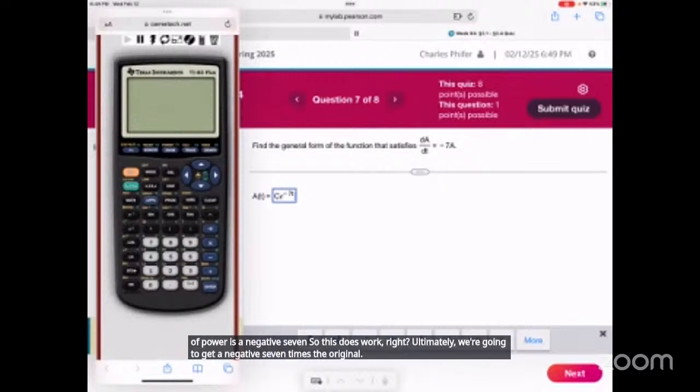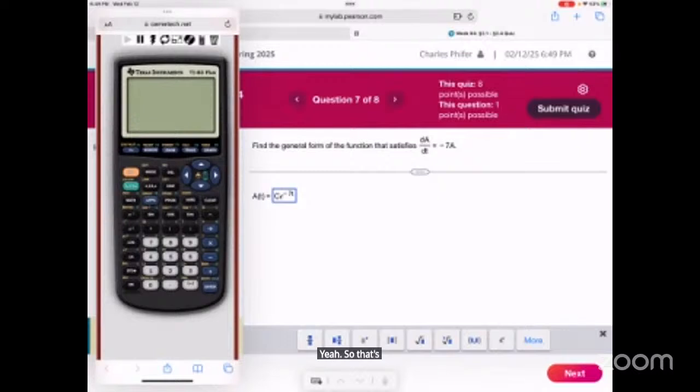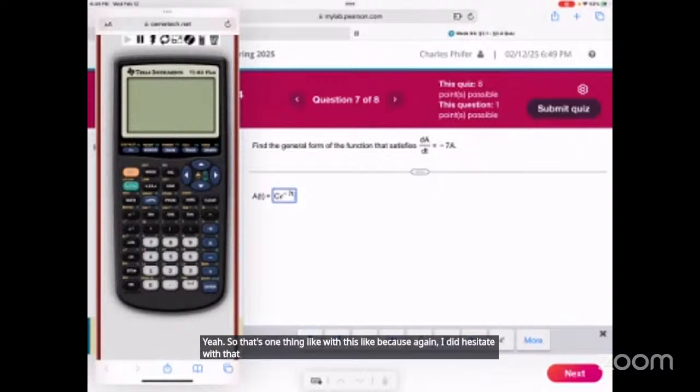Yeah. So that's one thing, because again, I did hesitate with the sign on the power, so I was like, okay, well, let me just check it. You check it by taking the derivative. We should finish with -7 times the original, and we do.